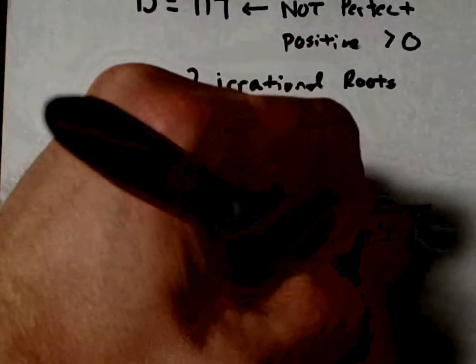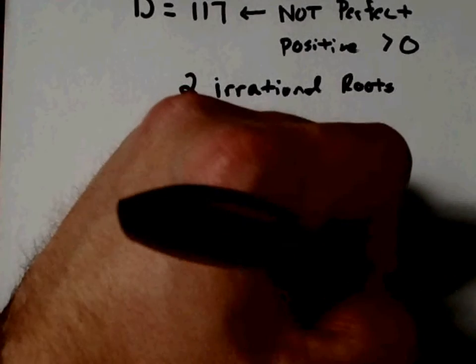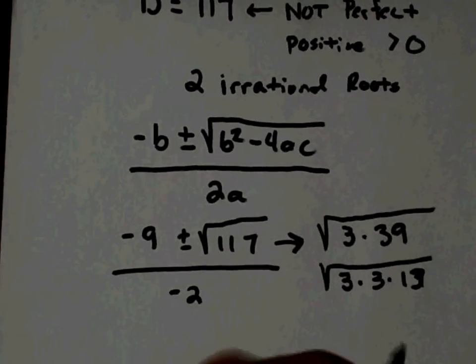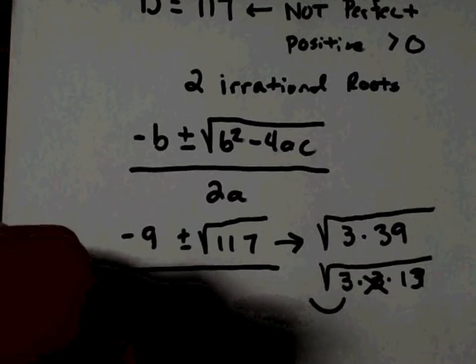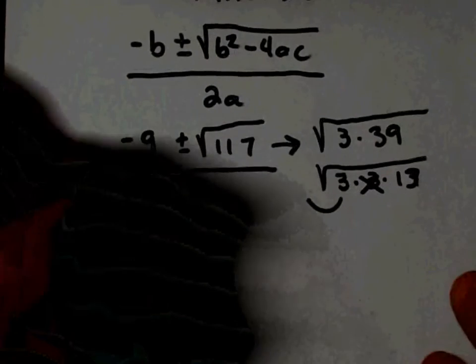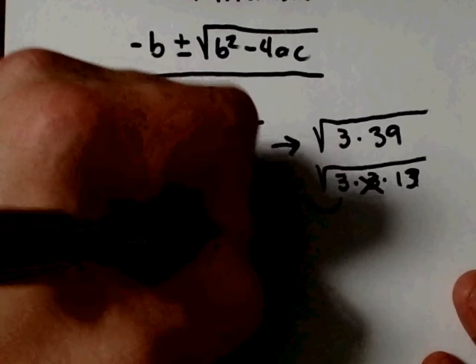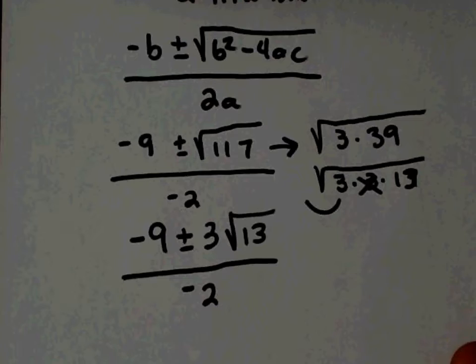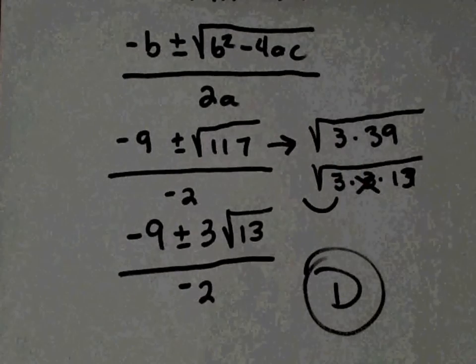All right, and so that simplifies to 3 by 3 by 17. That right there? Or 13? 13. You're incorrect. So 1 comes out, 1's eliminated, and so we're left with -9 plus or minus 3 square root 13 all over -2. And that's D on your paper.